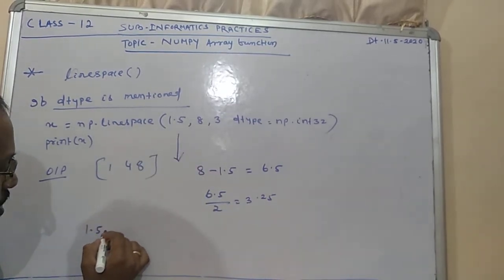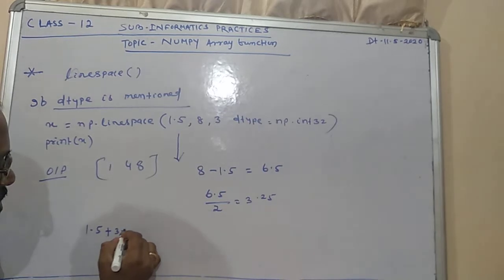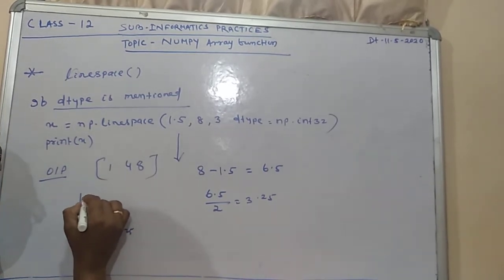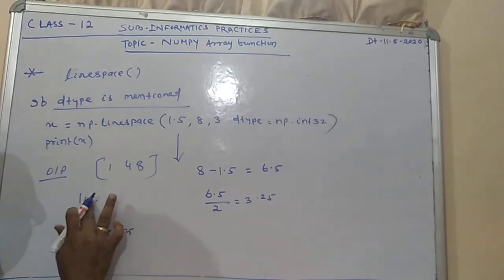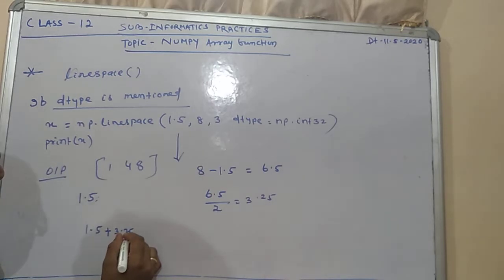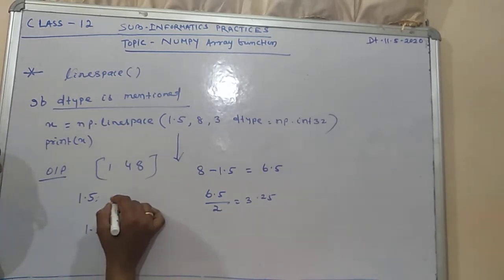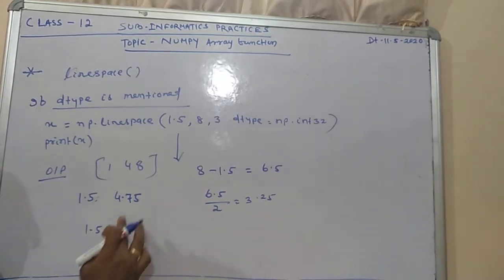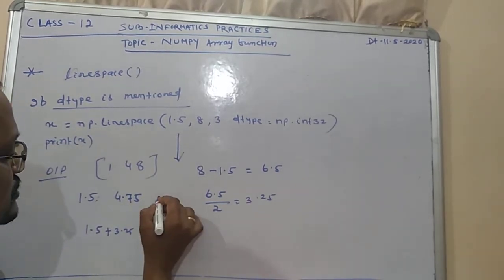Then as per the rule, what will happen? The first value remains 1.5. And then 1.5 plus 3.25 should become 4.75. And then 4.75 plus 3.25 comes to 8.